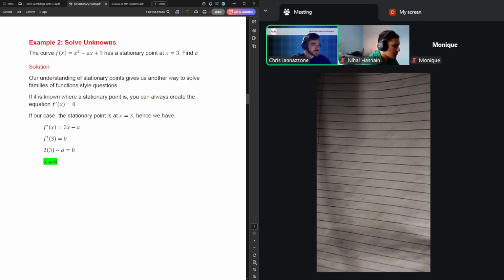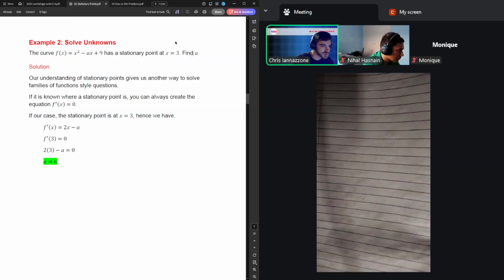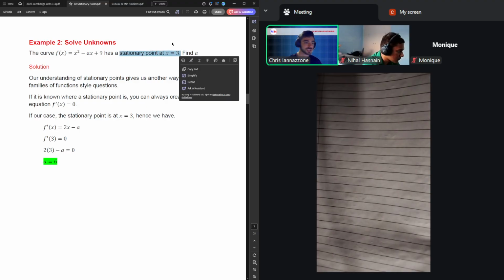That's not the only use for using derivatives to find stationary points. It can also give you additional information or allow you to use additional information in the question to solve unknowns instead. So for instance, in this case, we're trying to solve for a, and we're told the additional information that there is a stationary point at x equals 3.